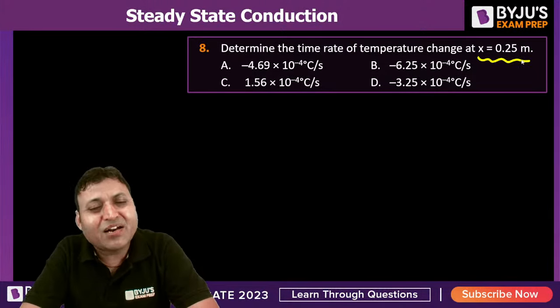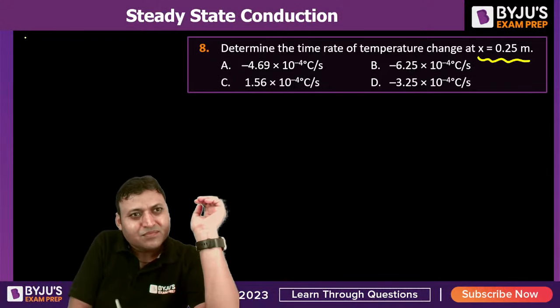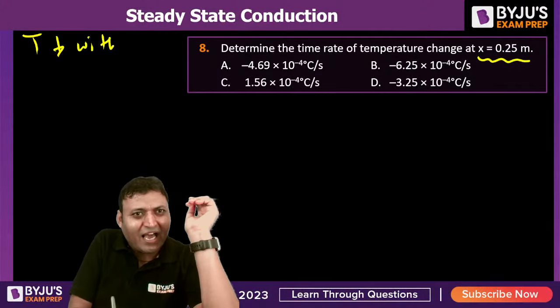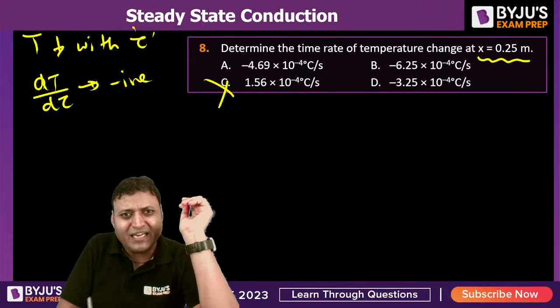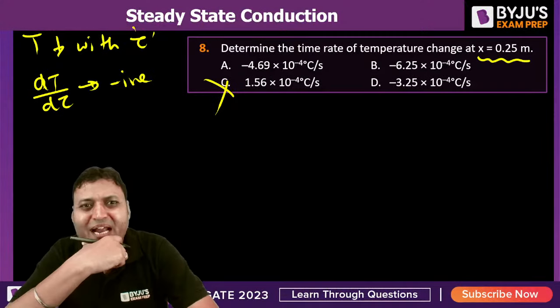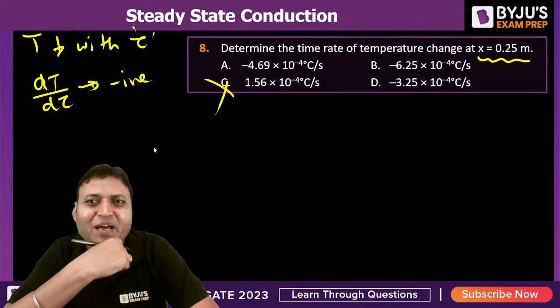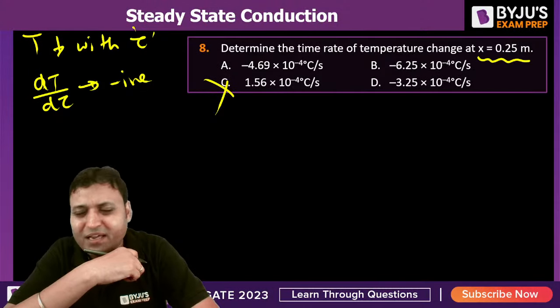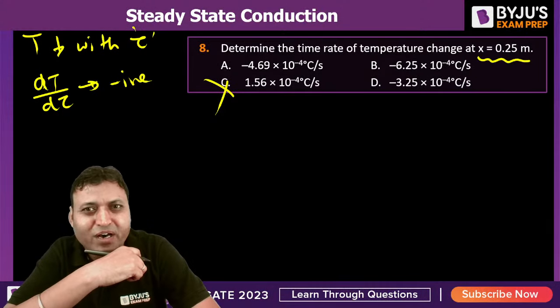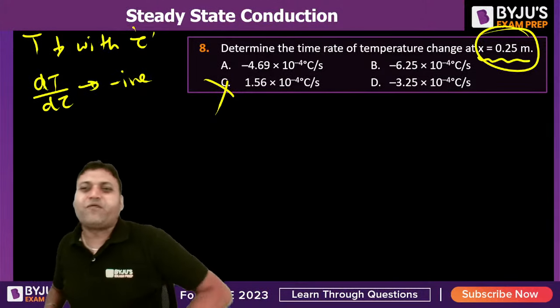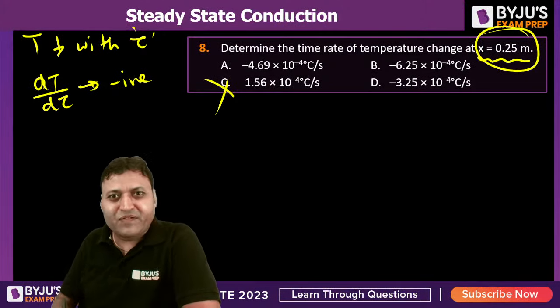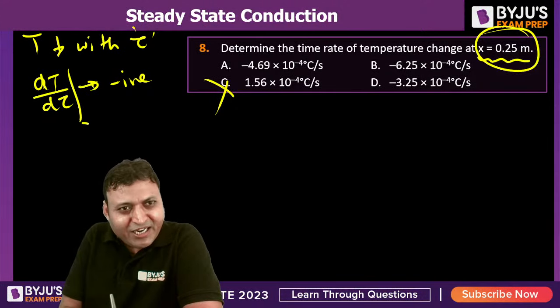Because the temperature decreases with time, dT by dt will be negative. So C cannot be the right answer. It cannot be positive. What is the answer to this one? At a particular location, that is x is equal to 0.25 meter, we need to find out the value of dT by dt.